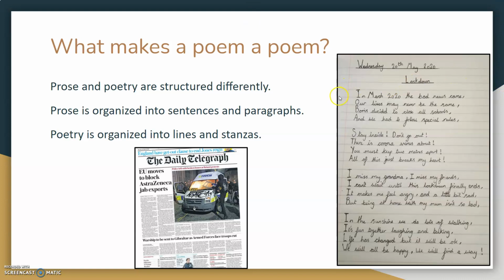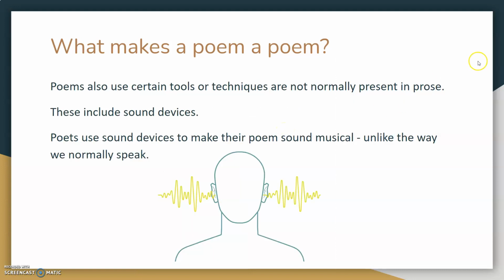Without going into too much detail here, maybe we could just take a look at the images that I provided. On the right here we've got a poem. Again, the poem is organized into lines and stanzas. Whereas over here you can clearly see that the way this newspaper article is organized is different. It's organized into paragraphs and sentences, although of course we would need to zoom in to see exactly what's been written there.